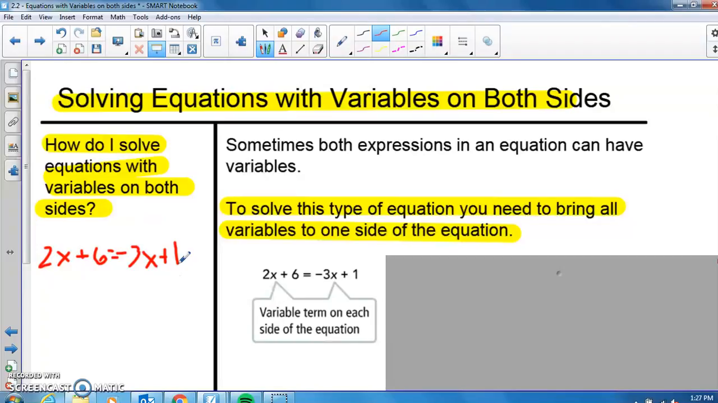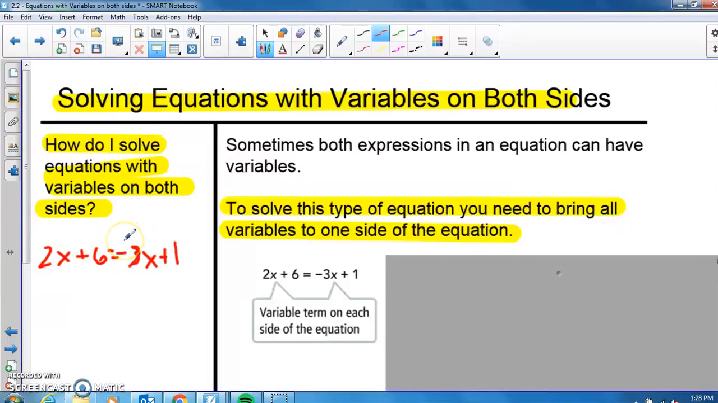Now, as you'll notice, you have your equal sign. On the left side of the equal sign, you have 2x plus 6. On the right side, you have negative 3x plus 1. So, first thing we want to do is move one variable to the other side. Most students like to have the variable, the x, the y, whatever the variable is, on the left-hand side of the equal sign. So what I'm going to suggest you do is move everything to the left-hand side.